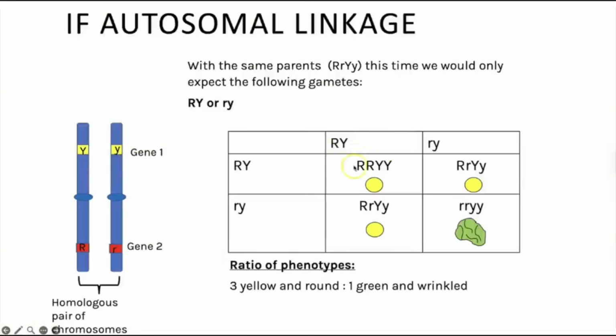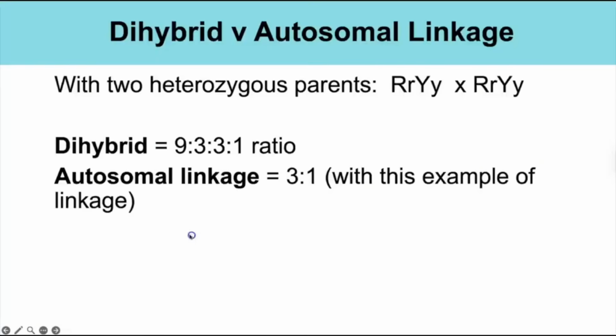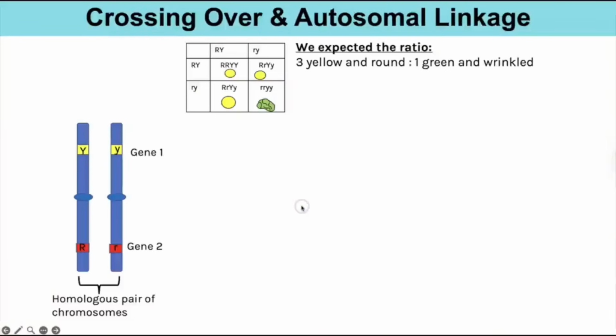So that now means that this is the possible genotype and phenotype combinations we could get. So we have 3 yellow and round and 1 green and wrinkled, which is not our 9 to 3 to 3 to 1 ratio. So if there is autosomal linkage, that is how it's going to affect the ratio. But now let's add in crossing over as well. So here's what we've said so far. With these 2 parents, we would expect 9 to 3 to 3 to 1 ratio. But if there's autosomal linkage, we actually had a 3 to 1 ratio.